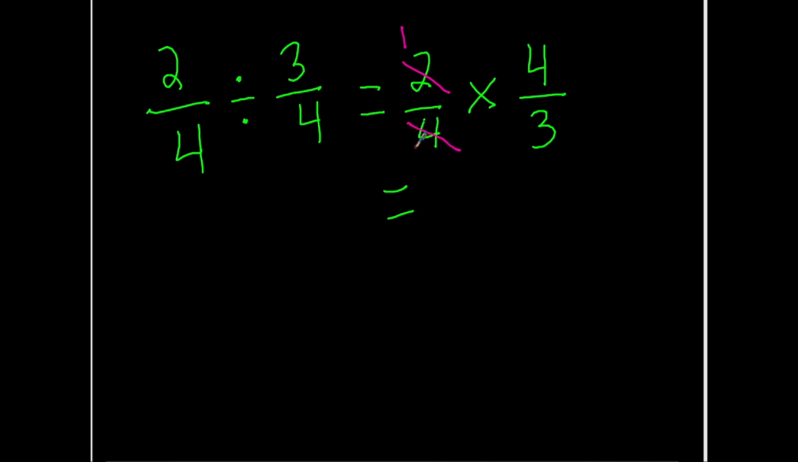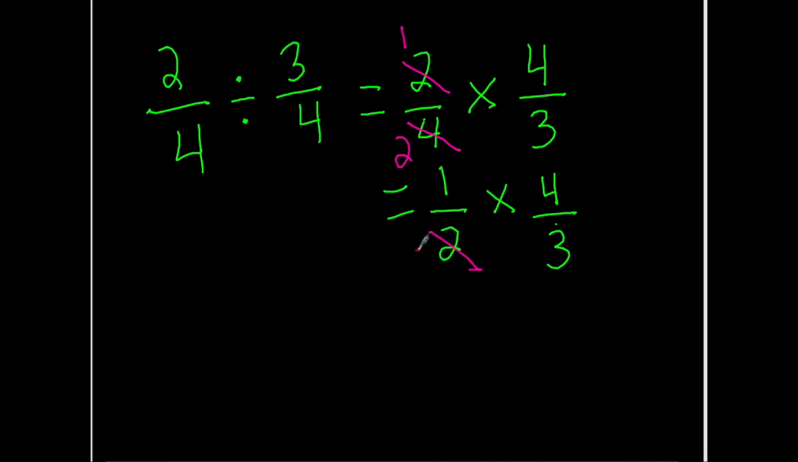2 divided by 4 is... 4 divided by 2 is 2. Now this reduces to 1/2 times 4/3. Now when we take a look at the fractions, each one is already simplified. But if we look at the denominator of the first fraction and the numerator of the second fraction, we see that they can be simplified. There is a common number between these two, which is 2.